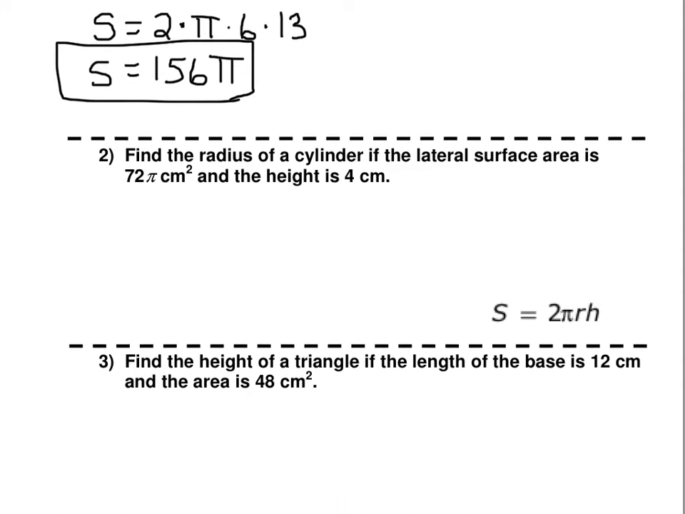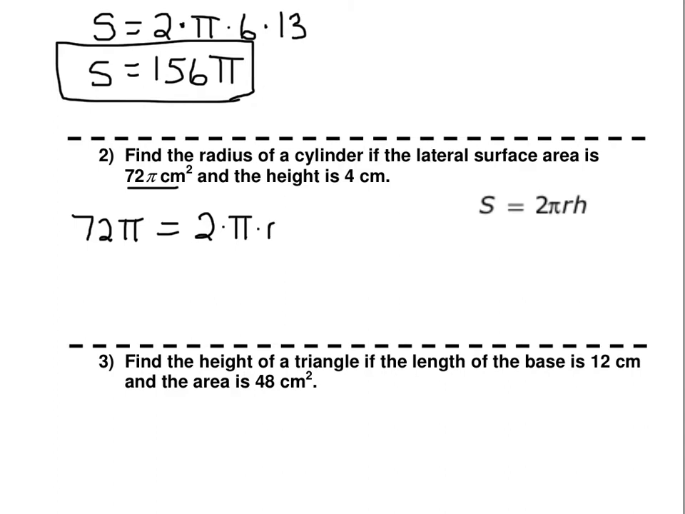All right, it's the same thing. You're still looking for the surface area. So this time, you're going to find the radius of a cylinder if the lateral surface area is 72 pi and the height is 4. So again, here's our formula, and all we're going to do is plug in the information they give us. S, they've given us the surface area right here. So S is 72 pi, equal to 2 times pi, and then the radius we don't know, that's what we're looking for, and then the height they said is 4.